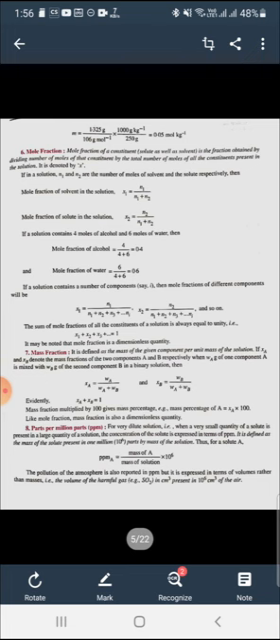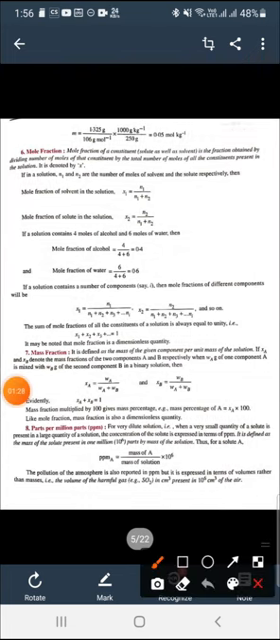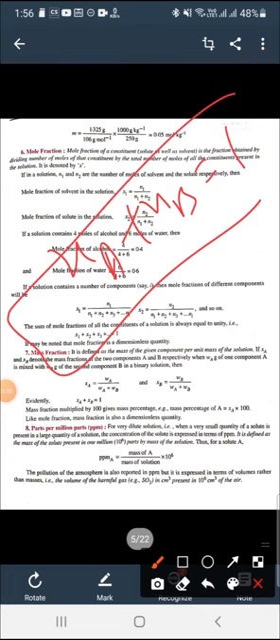And the main thing you have to keep in mind is that the sum of the mole fraction of all the components is always equal to 1, whether there are 2, whether there are 3, whether there are 4. Always the sum of mole fraction of all the components is equal to 1.